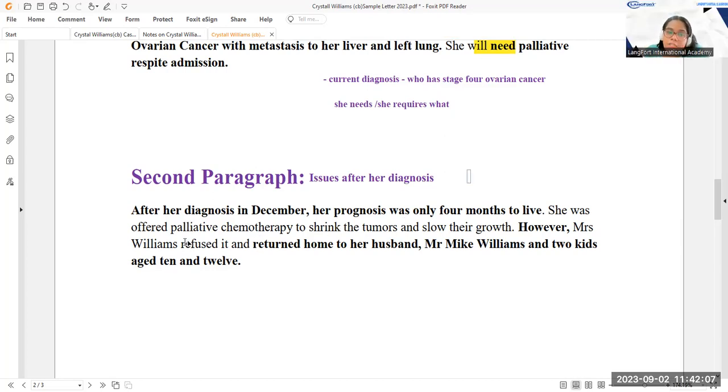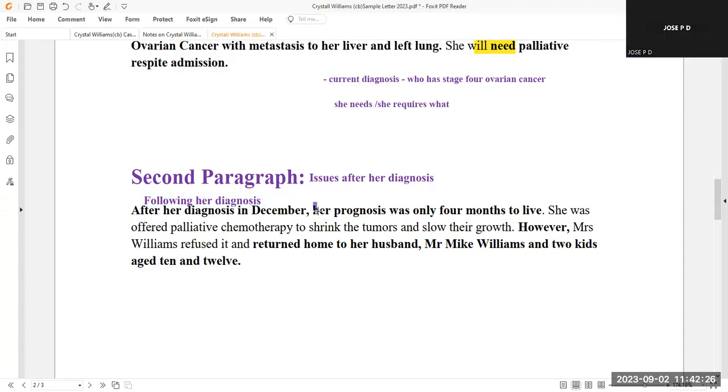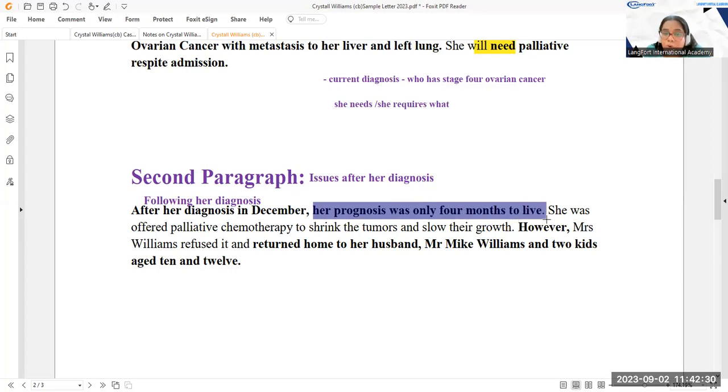Let me read it. Okay, so after her diagnosis in December. Instead of "after her diagnosis," you can say "following her diagnosis." It's up to you. In December, her prognosis was only 4 months to live. See how I've conveyed the prognosis, how I've talked about the life expectancy. Her prognosis was only 4 months to live.